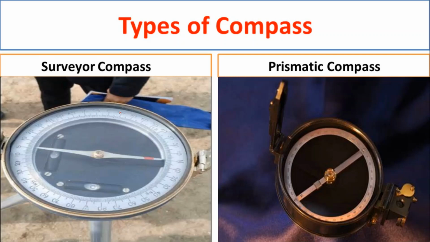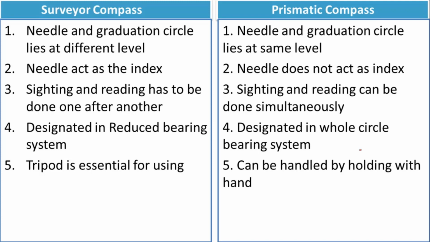Now, when you take the surveyor compass, here there is a graduation circle and here is the magnetic needle. Both of them lie at different levels. But if you see the prismatic compass, this is the graduation circle and this is the magnetic needle. Both of them lie at the same level. So here graduation circle and magnetic needle are not attached, whereas in the prismatic compass both are attached and they lie at the same level. So that's the first difference between them. Needle and graduation circle lie at different levels in the surveyor compass. They lie at the same level in the prismatic compass.